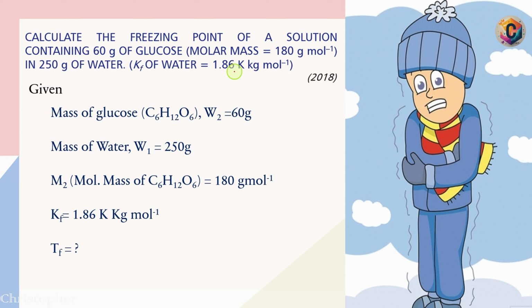And then what they're asking you to calculate is the freezing point of the solution. Correct? Which means they're asking you to find out Tf. Most of the students commit a mistake here. So delta Tf refers to lowering of freezing point, and Tf refers to freezing point of solution. You cannot find the Tf without finding delta Tf.